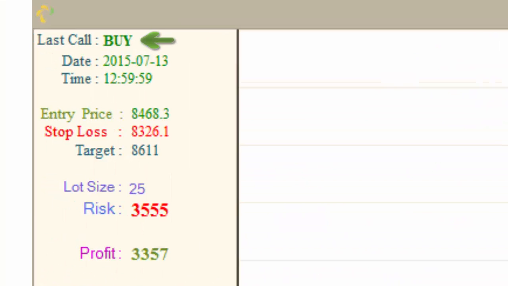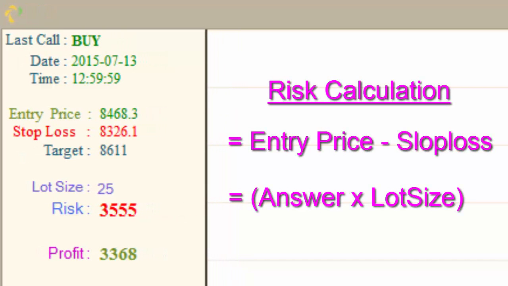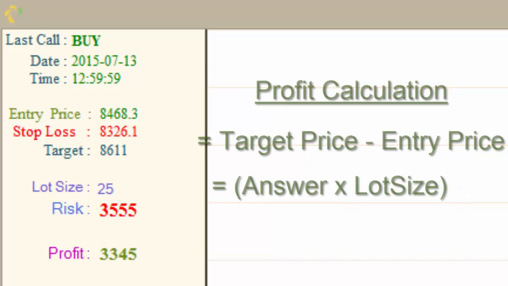In the intraday chart, at the top left corner, the recommendation details are available, like the last call date and time, the entry price, stop loss and target price, and also the lot size of the particular script and the risk amount. Risk amount is nothing but the difference between the entry point and stop loss. The profit amount is the difference between the current price and the entry price.